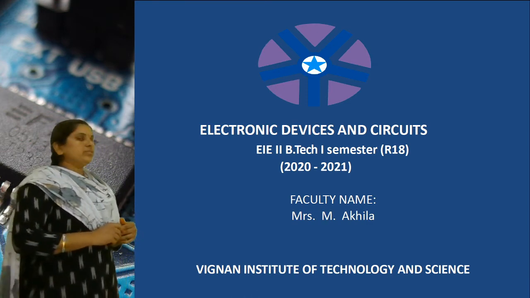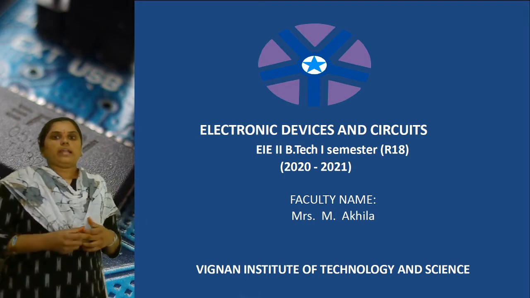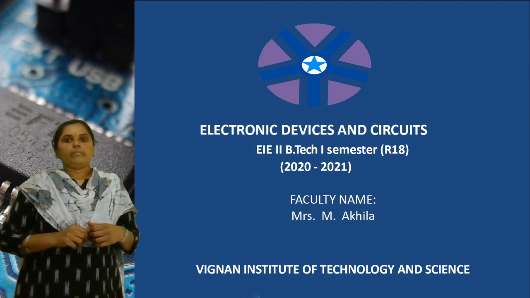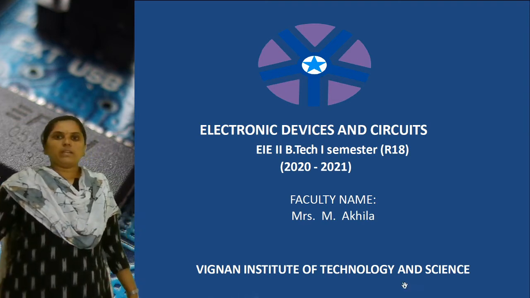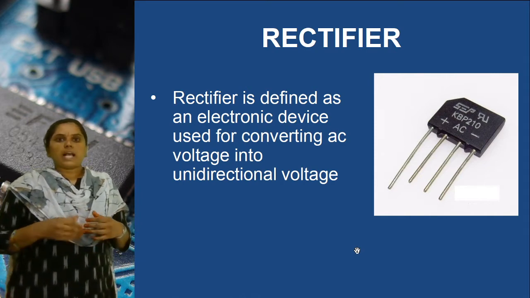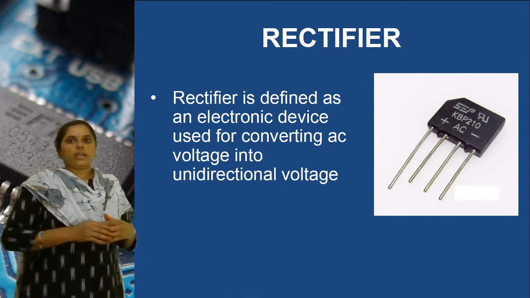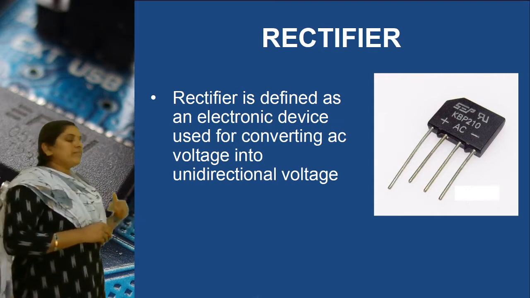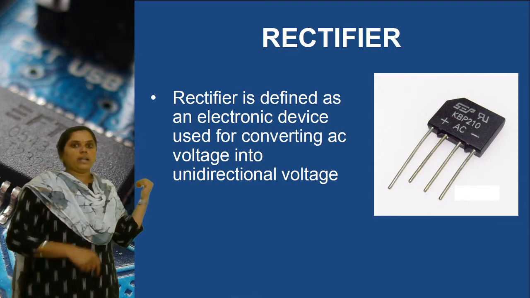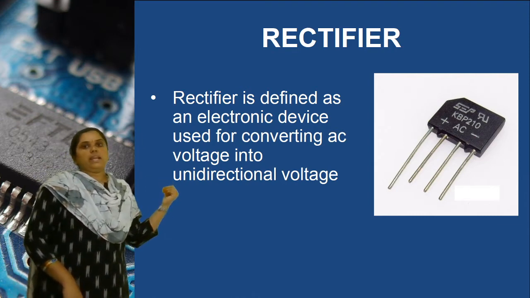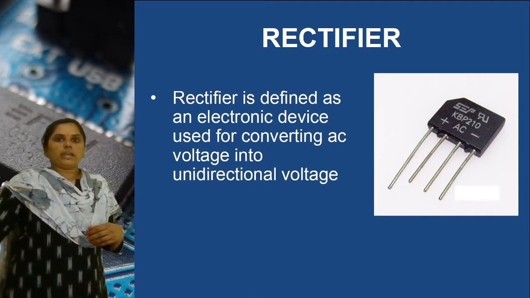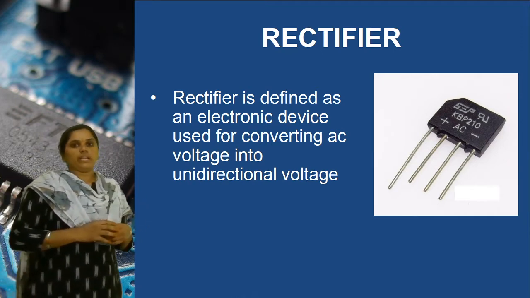Today I am going to teach about rectifiers. A rectifier is one of the applications of the PN junction diode. In the previous session we discussed rectifiers and their classification. So first, what is meant by a rectifier? A rectifier is an electronic device that converts AC voltage to pulsating DC voltage, that is, a unidirectional voltage. This is the definition of a rectifier.